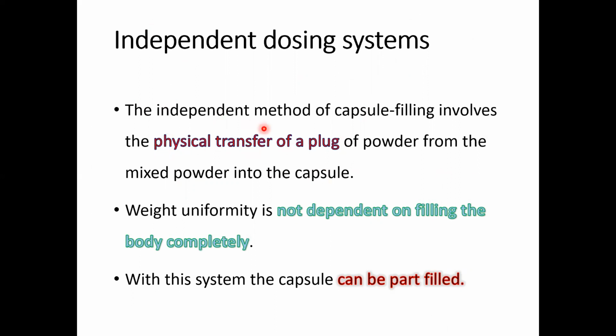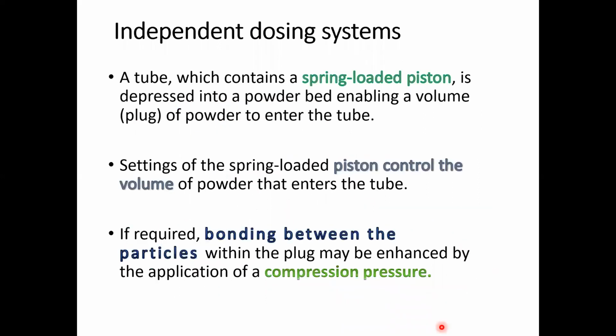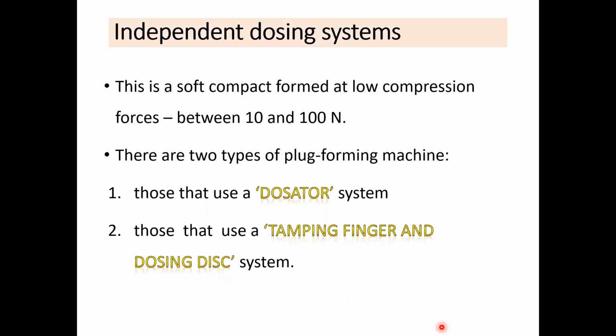So what are you doing? You're forming a plug first and then transferring this plug. Physical transfer of the plug takes place into the capsule body. So this is an independent type of machine where the weight uniformity is not dependent on filling the body of the capsule completely. This can remain as a partially filled capsule. Here there are two types of capsule independent dosing systems. One is called the dosator and the other is called the tamping finger and dosing disc system.